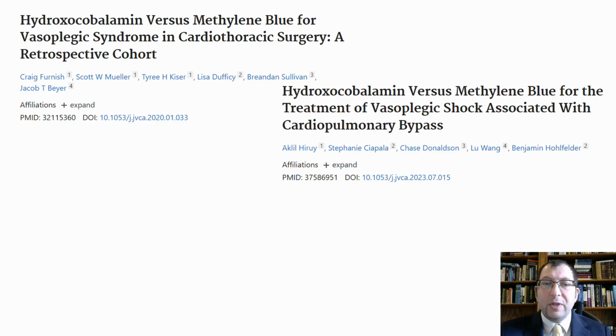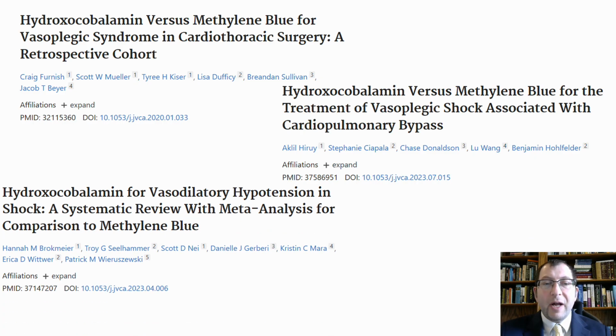Hydroxycobalamin led to greater reduction in vasopressor requirement. Finally, a meta-analysis by Bruckmeyer reaffirmed that both increased mean arterial pressure in a similar manner. Larger studies are needed, though.